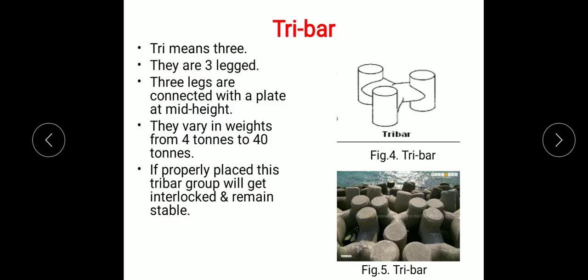First is the tribar. As the name indicates, tri means three, and they are three-legged. Here figure 4 shows a tribar in which we can see the three legs are connected with a plate at mid height. Generally the weight of such a tribar is from 4 tons to 40 tons, and if these tribars are properly placed, it will result in good interlocking and will remain stable.